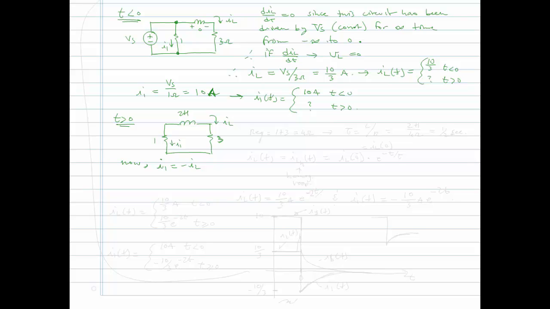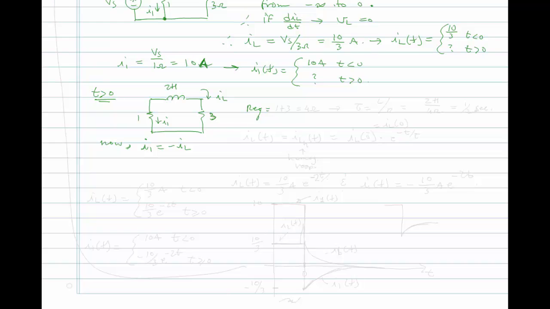Well, this is a trivial circuit at this point. We have an R equivalent that's going to be equal to 1 plus 3, or 4 ohms. And so now we can write that the time constant, which is equal to L over R, is just equal to 2 Henry over 4 ohms, or 1/2 second.